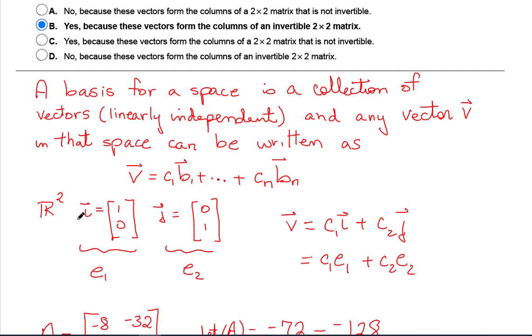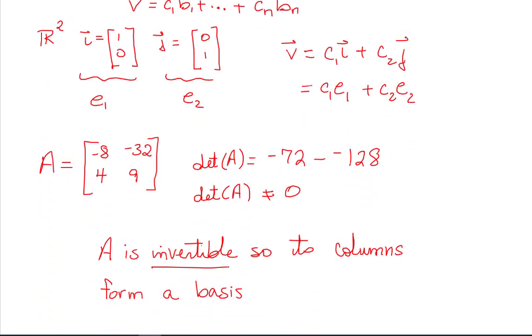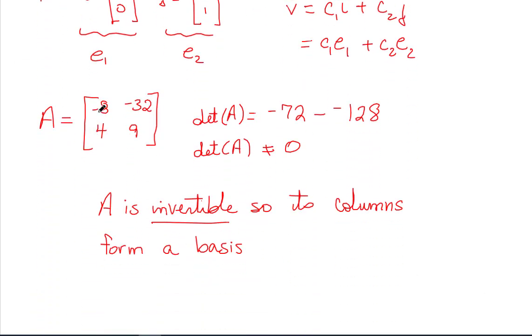In R2, you have I and J, (1, 0) and (0, 1), which we call E1 and E2. So any vector V in R2 is a combination of those two basis vectors. In R3, you have I, J, and K as typical basis vectors. So, well, what about these two vectors?